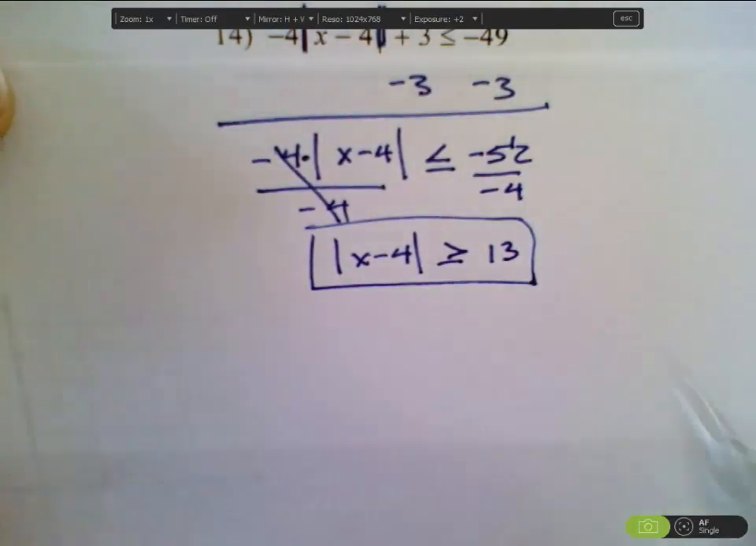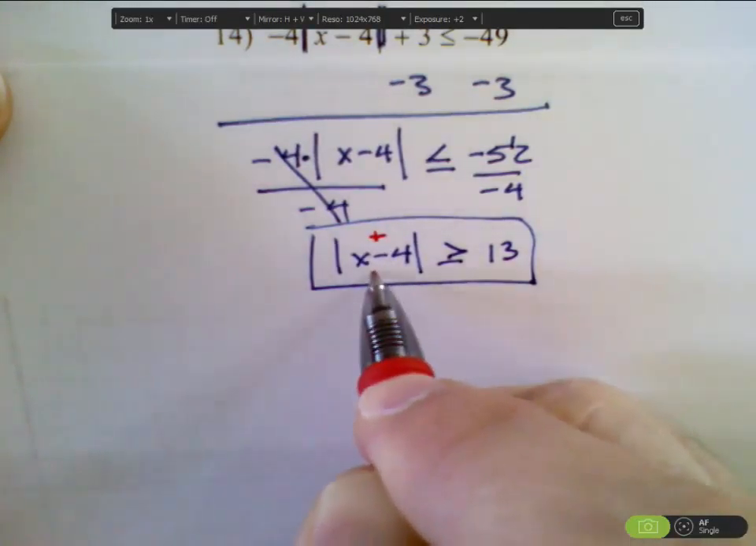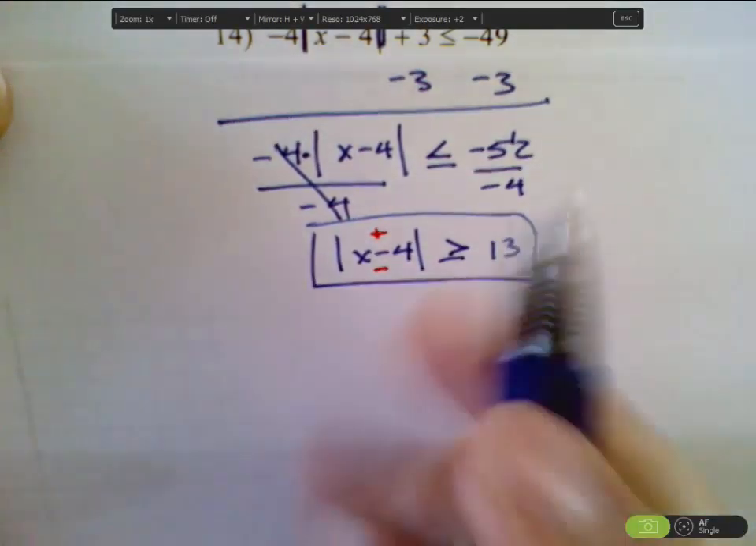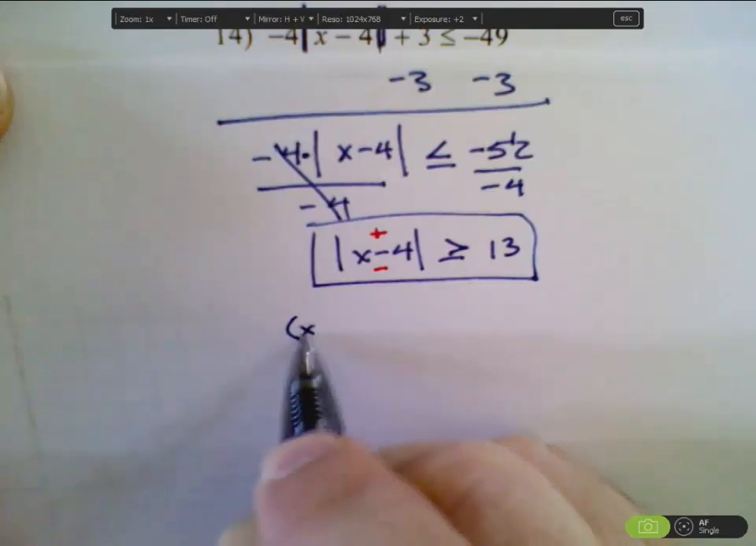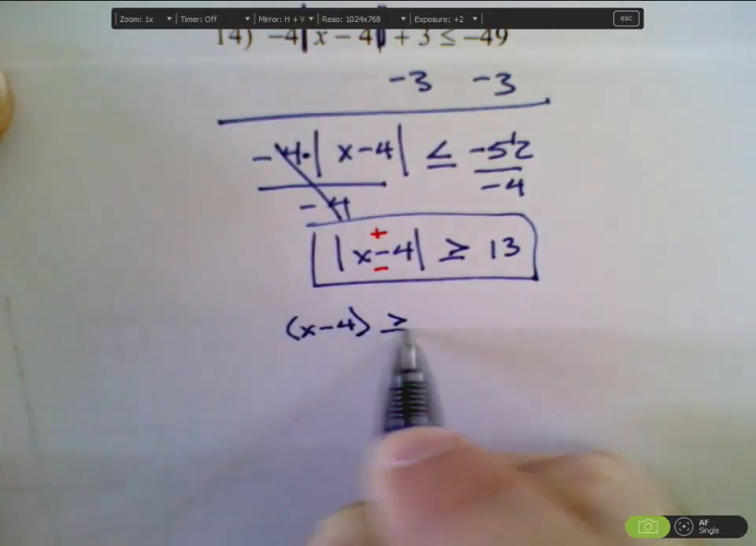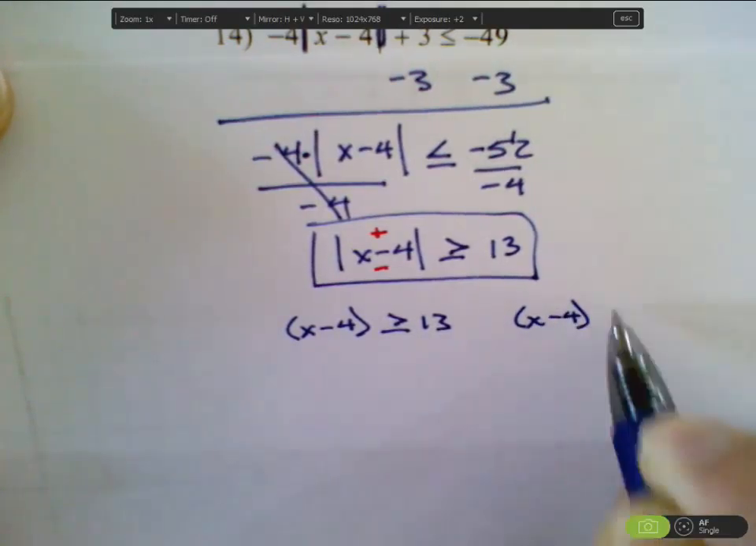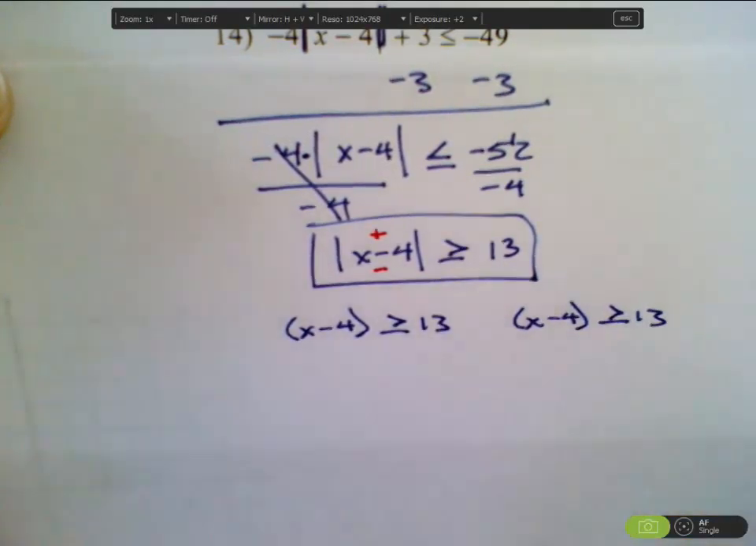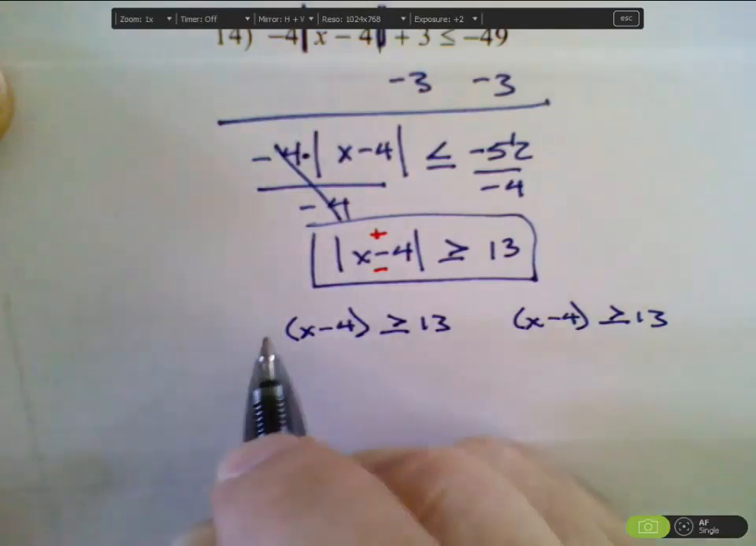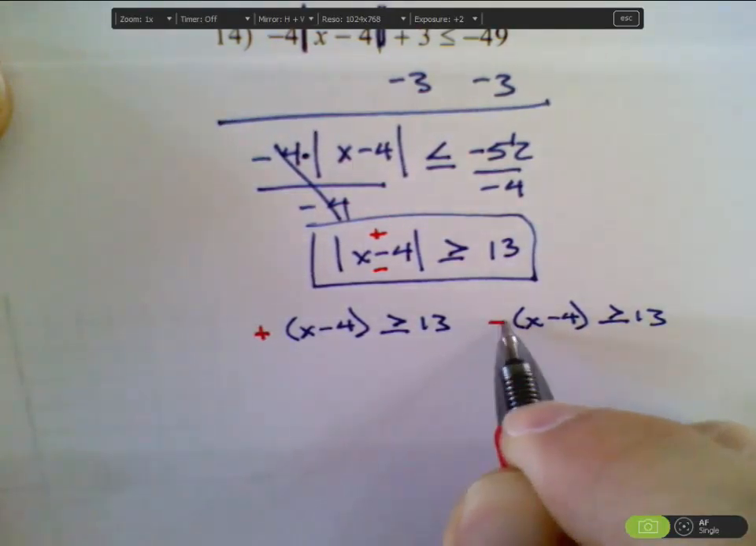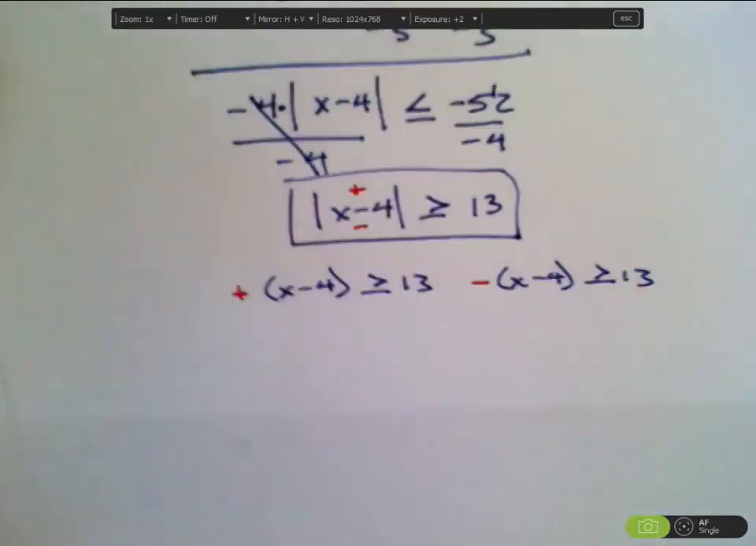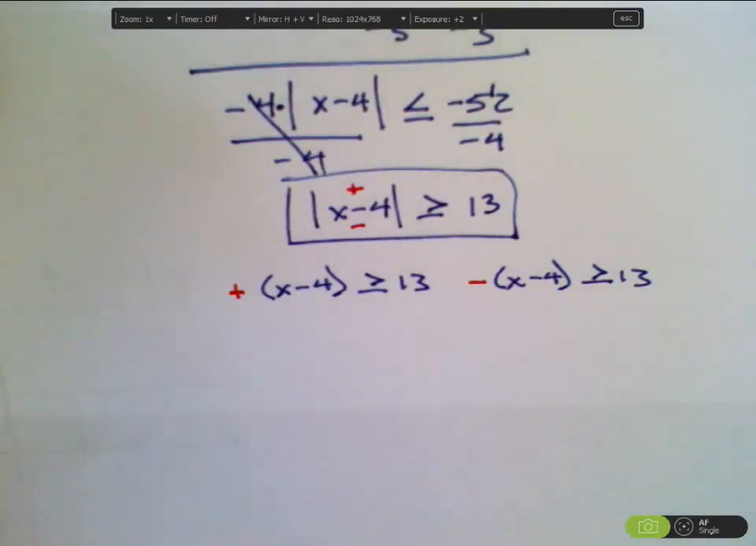Remember, whatever's inside the inequality can either be positive or negative. So we're going to write two statements. We're going to say that x minus 4 is greater than or equal to 13. And we're going to say one of these things can be positive and one of these guys could be negative. So far, so good? Yeah.